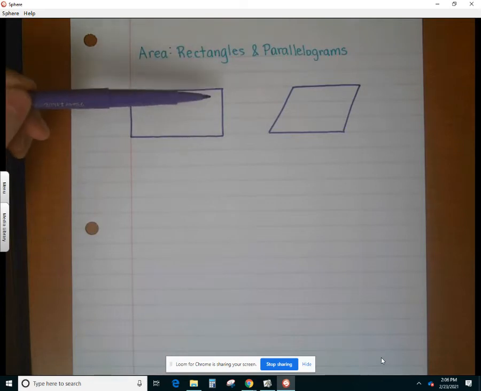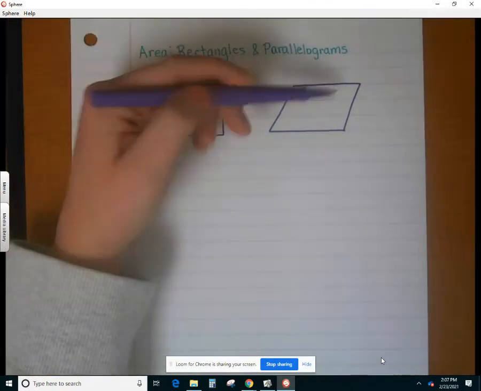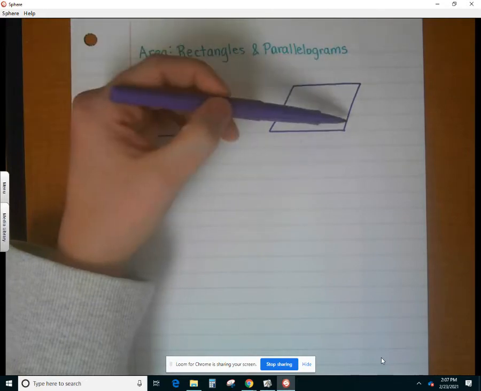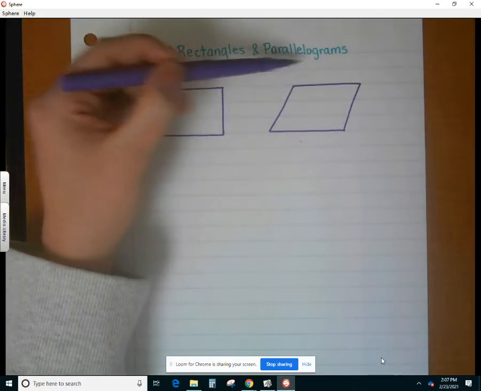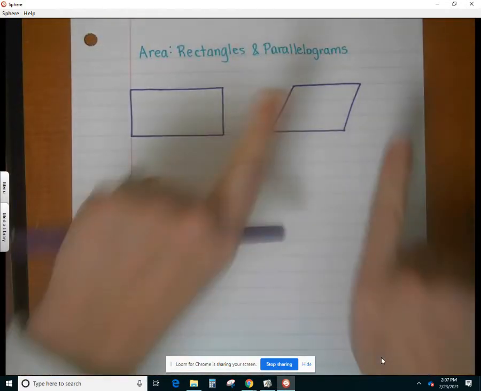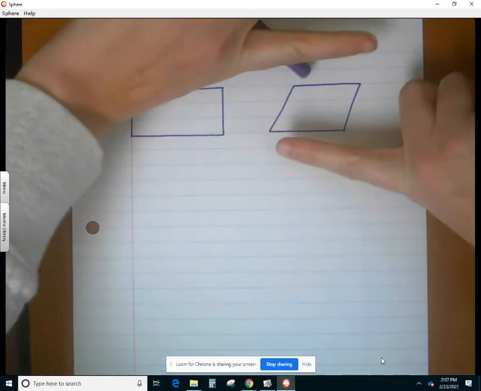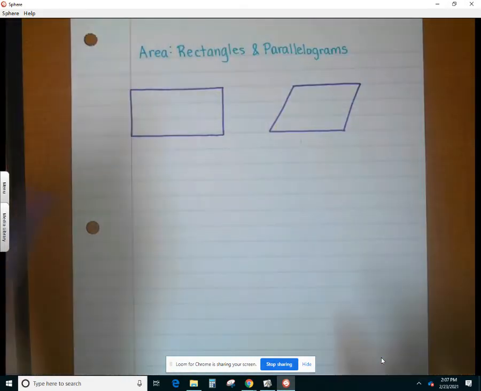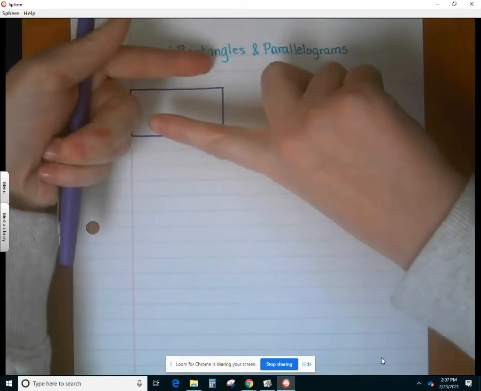And I'll explain that more in a minute, but if you remember, a rectangle is a four-sided figure. It has four right angles, so that's four 90-degree angles, and that's how you know it's a rectangle. A parallelogram also has four sides, but it doesn't have the four right angles. So parallelogram, you see the word parallel in there, and it means that it has two sets of parallel lines. So these two are parallel, and then these two are parallel. That is also true of this rectangle. These two are parallel, and these two are also parallel.